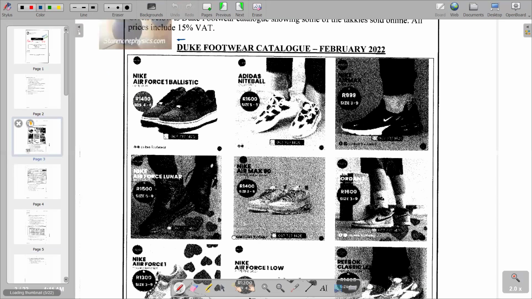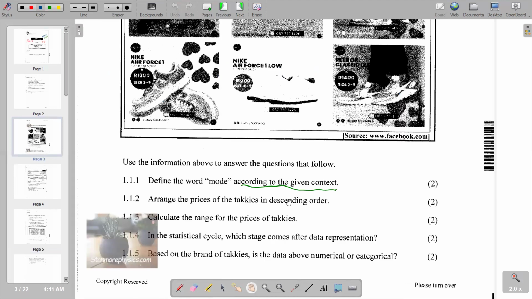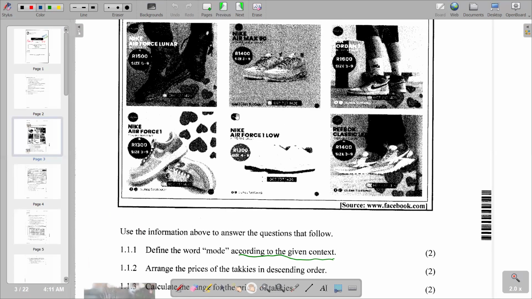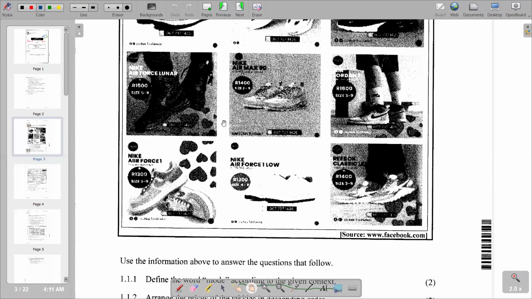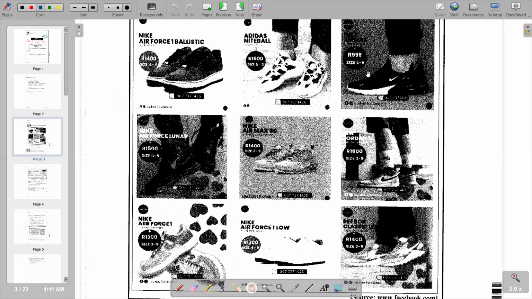Then we go to the next question, which is 1.1.2. Arrange the prices of the turkeys in descending order. Remember, in descending order, we are starting from the highest value until we reach the lowest value. That is descending order. So in terms of the representation, it will be the price. We're going to check the prices and start with the highest price that is shown in this catalog. Our prices are not very clear, but we will try to zoom in so that you can see the prices that we have here.